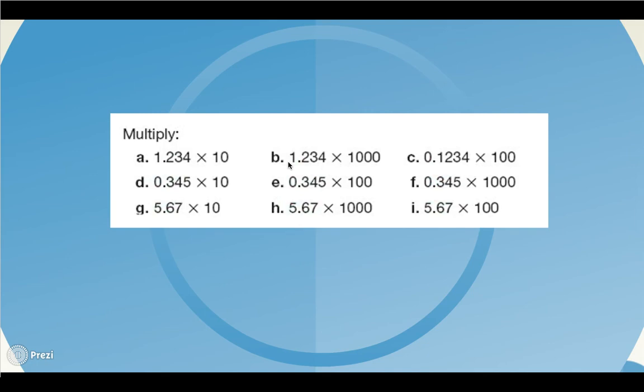Remember, don't think so hard on this. This 0 determines how many spaces you move the decimal point to the right, or move your numbers to the left, whichever way you want to think about it. So the decimal point moves over 1 time for 10, 2 times for 100. So this will be 12.34. We get rid of the 0. And then 3 times for 1,000.